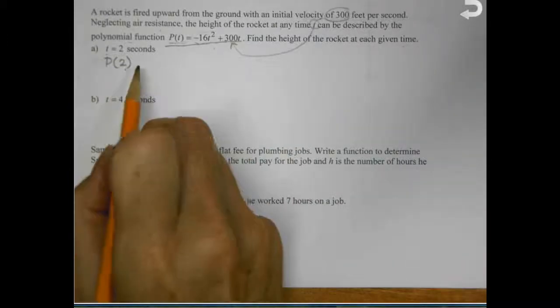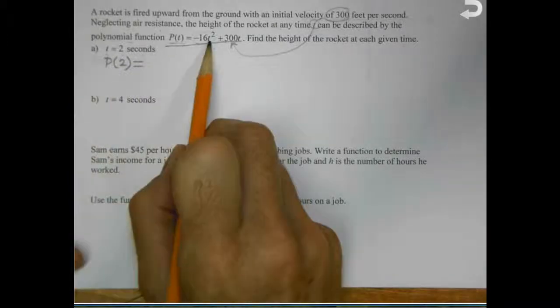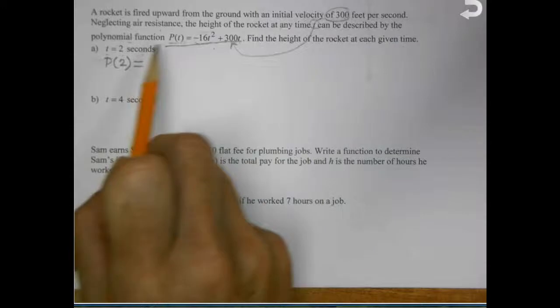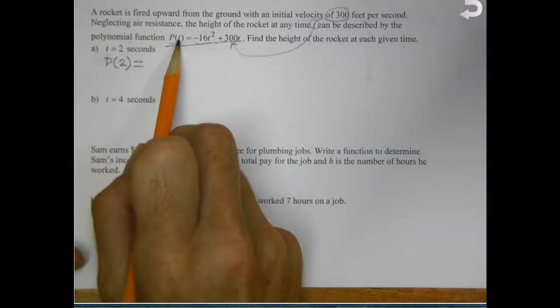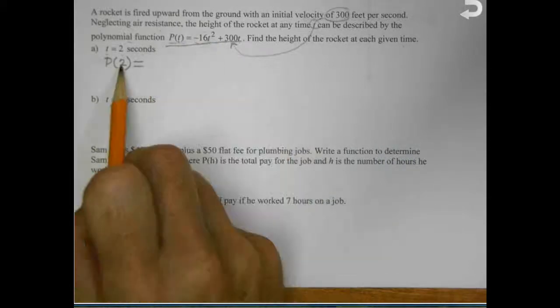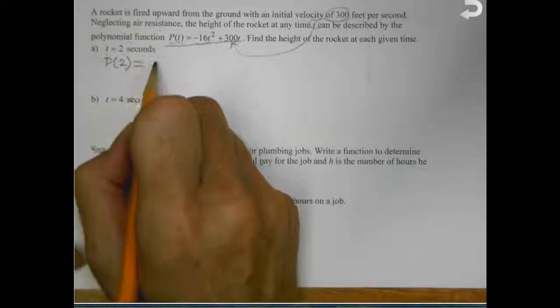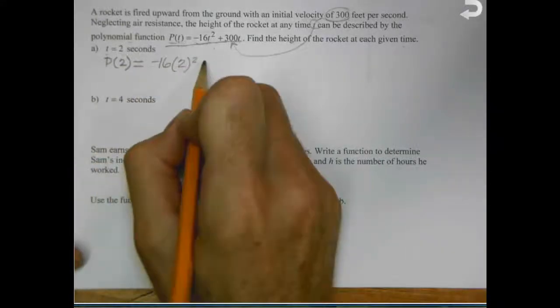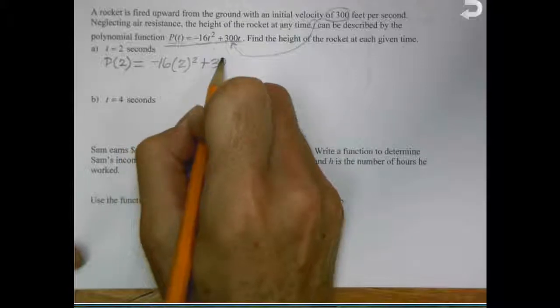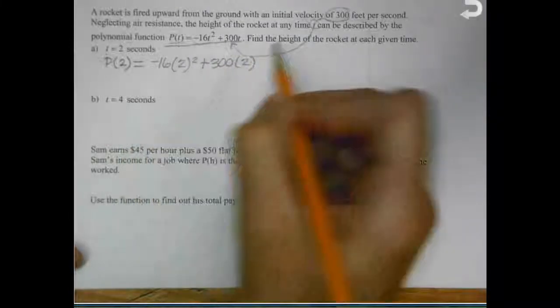And remember how we did that a minute ago? We just put 2 in everywhere we see the t, because this function has t as its variable. So p is a function of t, and the t here is our 2. So we'll put in a 2: negative 16 times 2, quantity t squared, plus 300 times 2.